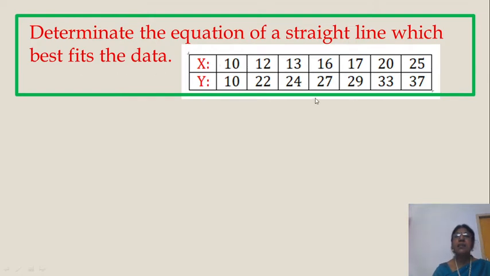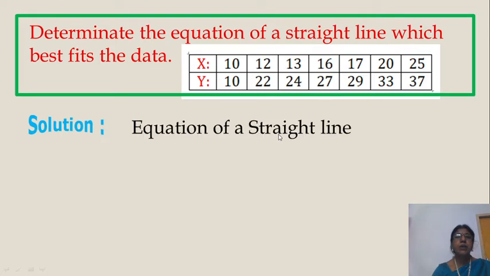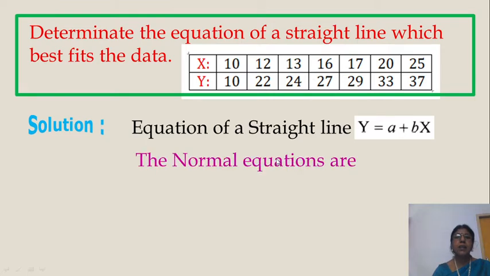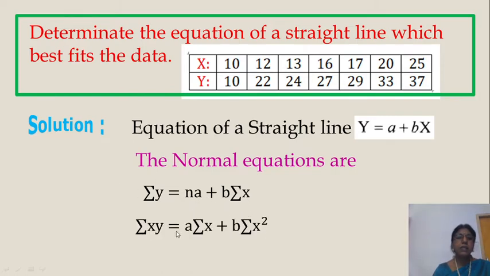These are x values and these are y values. How many pairs here? 1, 2, 3, 4, 5, 6, 7. So n is 7 here. So the equation of the straight line, let y = a + bx. The normal equations are Σy = na + bΣx and Σxy = aΣx + bΣx². Okay.